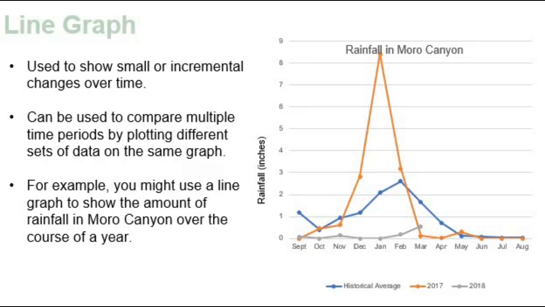You can also compare multiple time periods by plotting different sets of data on the same graph. For example, you might use a line graph to show the amount of rainfall in Morro Canyon over the course of the year, like you see in this graph.